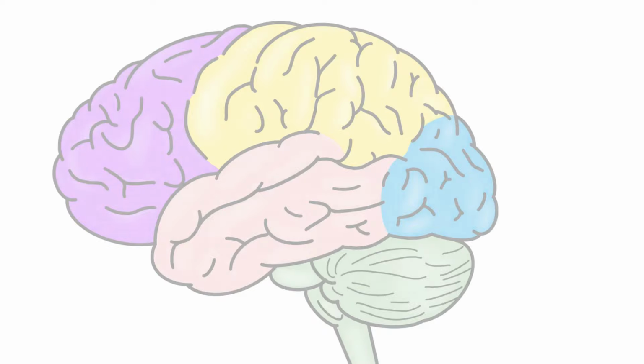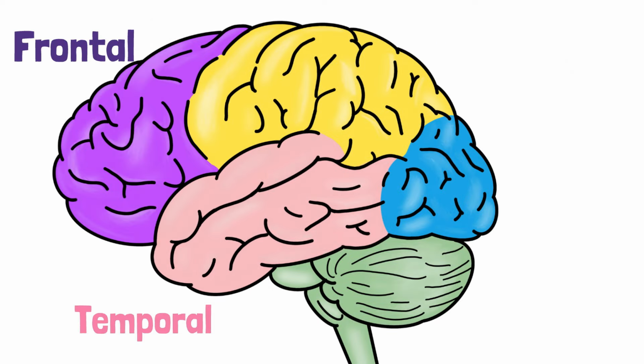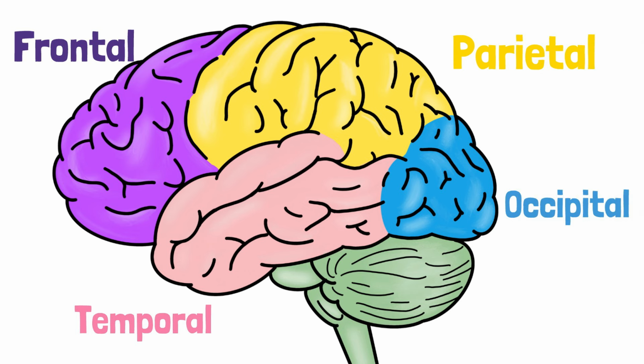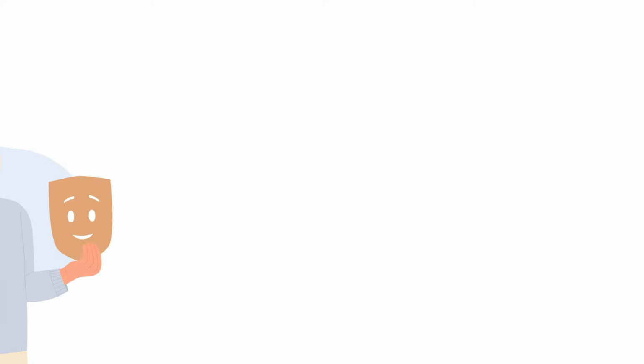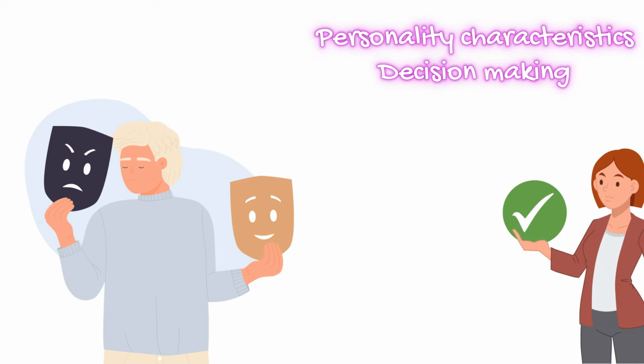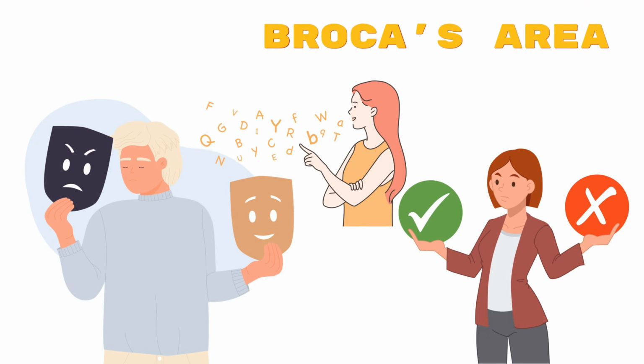Each brain hemisphere is divided into four lobes: frontal lobe, parietal lobe, temporal lobe, and occipital lobe. And each of these lobes will control specific functions. The frontal lobe is involved in personality characteristics, decision-making, and movement. It also contains Broca's area, which is associated with speech ability.